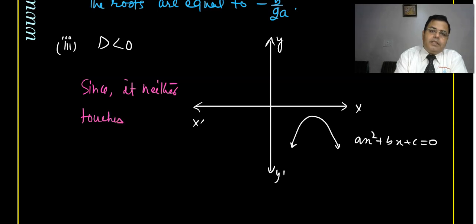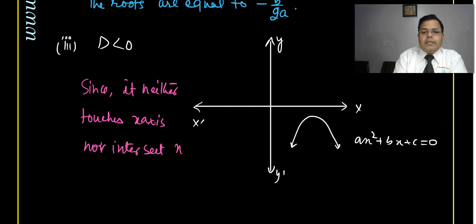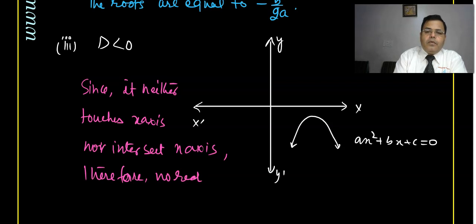Since it neither touches the x-axis nor intersects the x-axis, therefore there are no real roots.